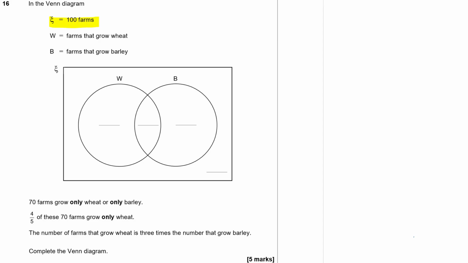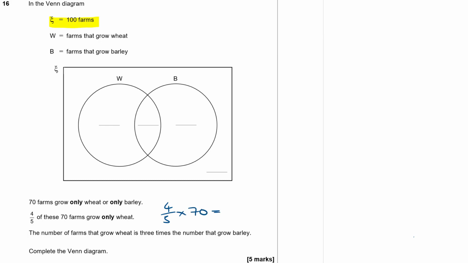So what does that tell us? Doesn't tell us anything yet, so we're going to have to come back to that one. 4/5 of these 70 farms grow only wheat. Okay, now we can do something. So we need to find out what 4/5 of 70 is. So what is 4/5 of 70?